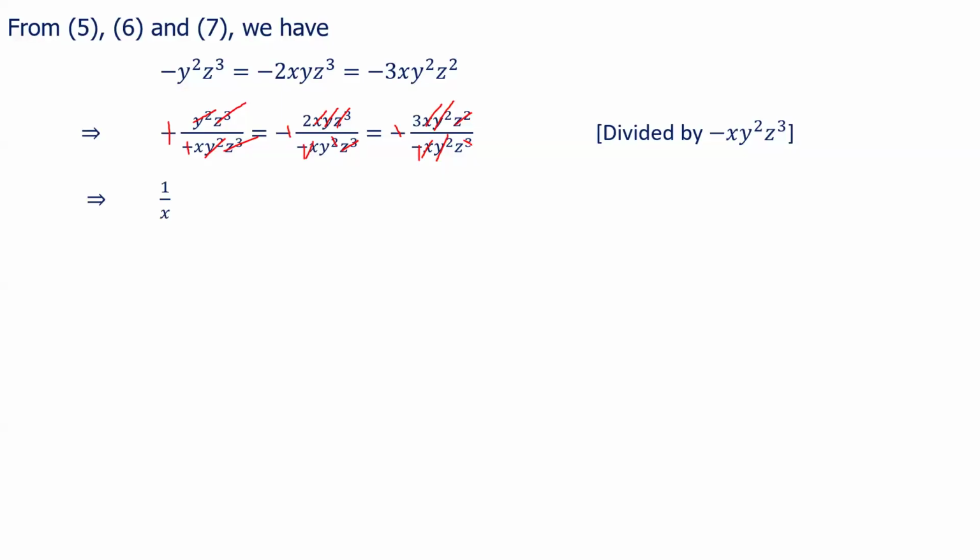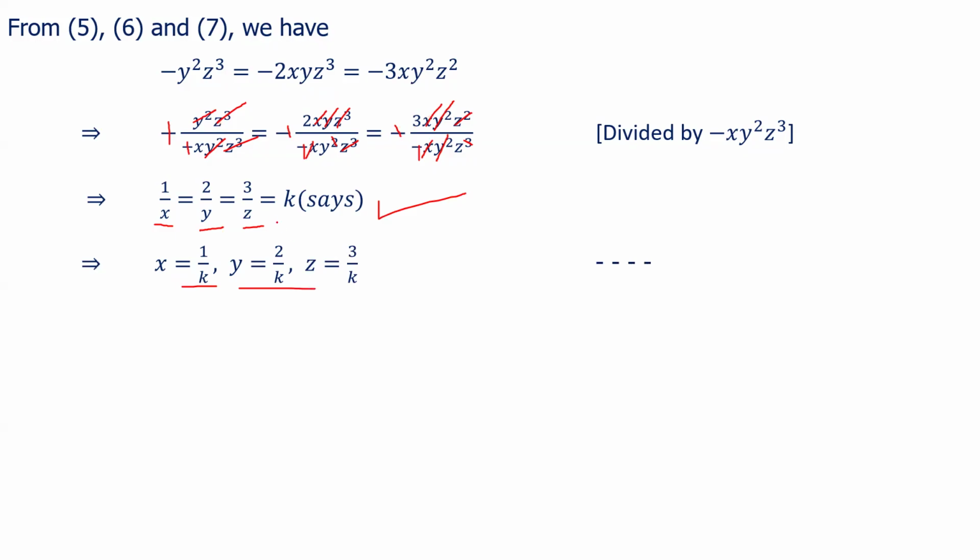So what is remaining in the first part? It is 1 upon x. In the second part, 2 upon y. In the third part, 3 upon z, which is equal to k. So if you want to find out the value of x, it is nothing but 1 upon k. Value of y is 2 upon k. Value of z is 3 upon k.